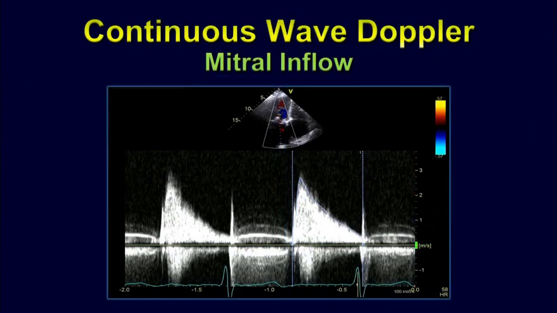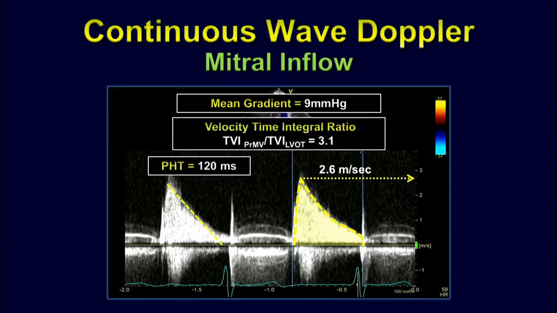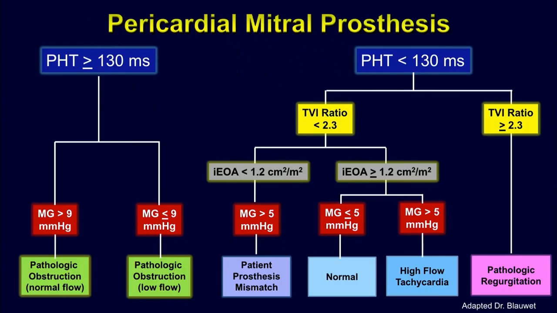The next thing we do is we look at the continuous wave Doppler of the mitral inflow, characterized by the amplitude of the E wave, 2.6. The mean gradient here is elevated at 9 millimeters of mercury. That's a clue. High E wave velocity, high mean gradient tells you something's wrong. So what do we need to do? We need to look at the pressure half-time, and we need to look at the TVI ratio, 120 and 3.1. So we ask ourselves, what's the problem? Well, the pressure half-time is short. It was 120.